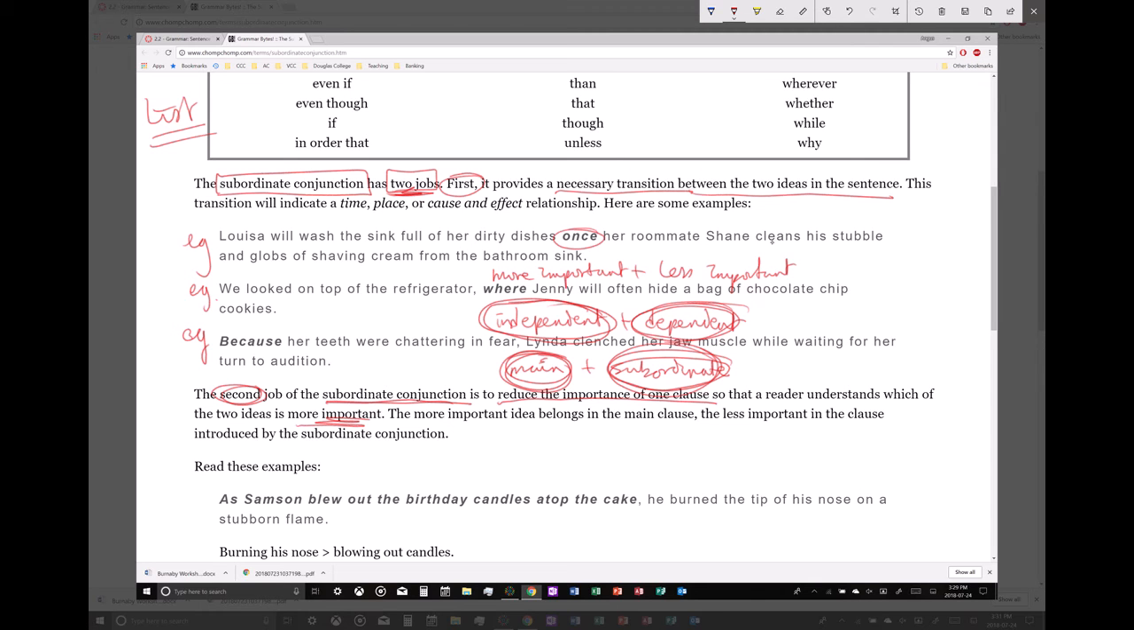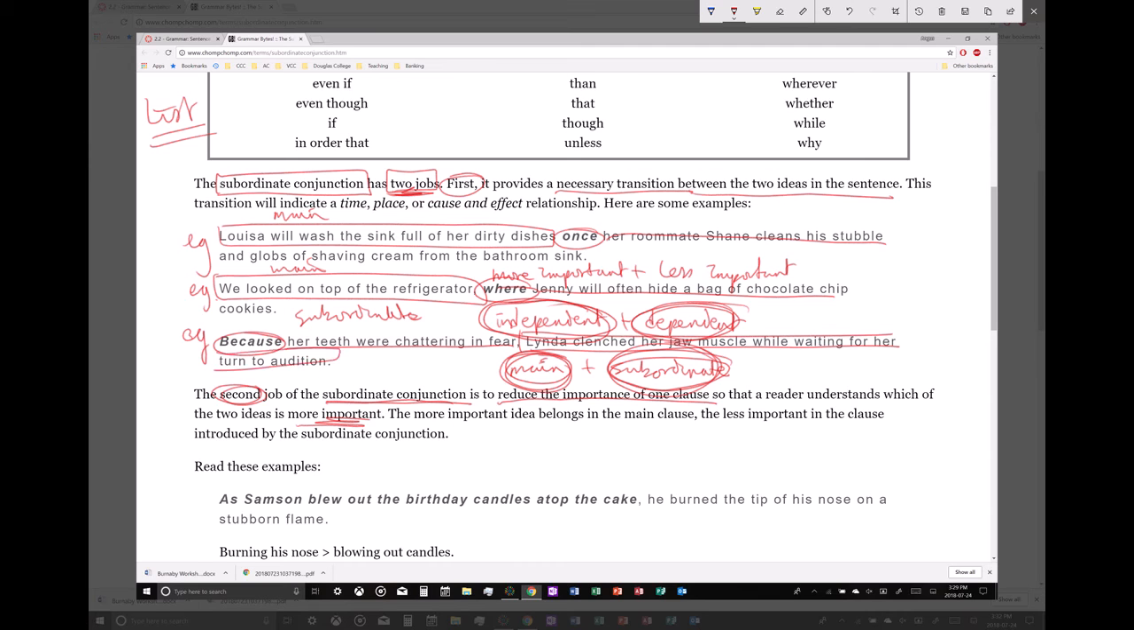So subordinate conjunction once, subordinate conjunction where, subordinate conjunction because. And you can see the clause that follows after the subordinate conjunction is always going to be the subordinate clause. It helps provide more detail and transition towards the main clause, which in this sentence would be this one. So that would be the main. We have the main clause here. And then here, the main clause would be Linda clinched her jaw, like that.